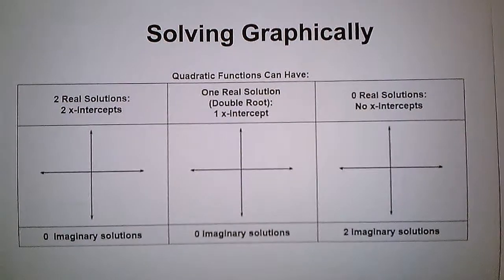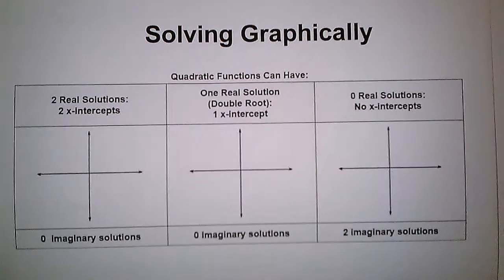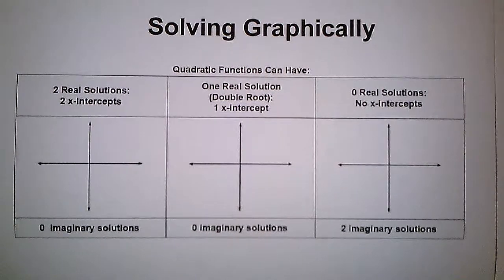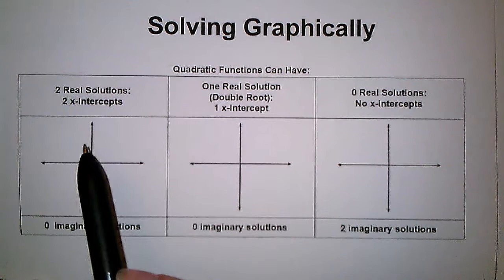So I've opened up the inside of the booklet, and now we're solving graphically. This is kind of similar to what we were doing when we were solving systems of nonlinear functions, but that had two different equations. When we solve quadratics graphically, there's going to be one equation and there's only going to be one graph on our x and y axis. So we're going to show some examples here.